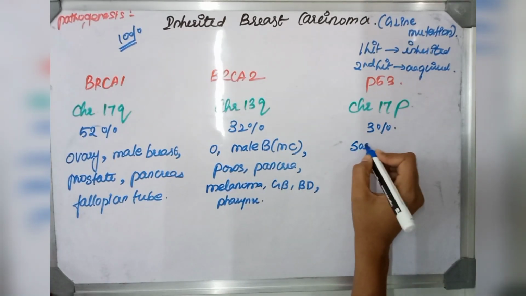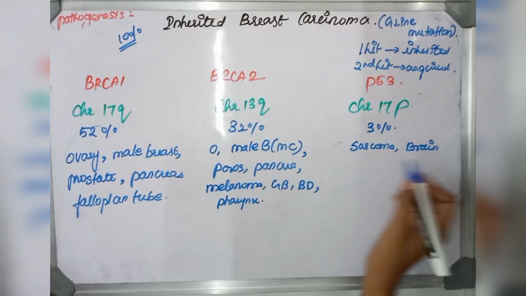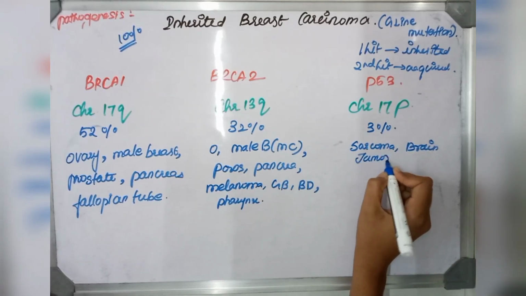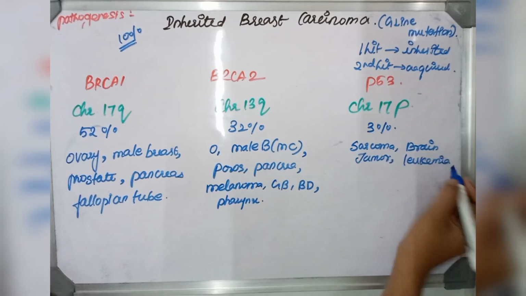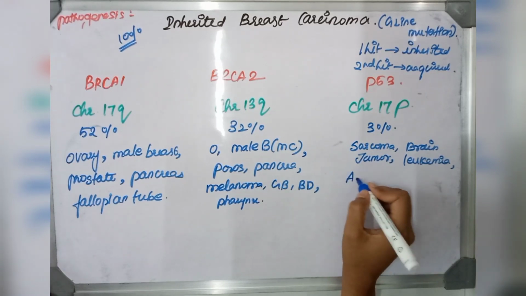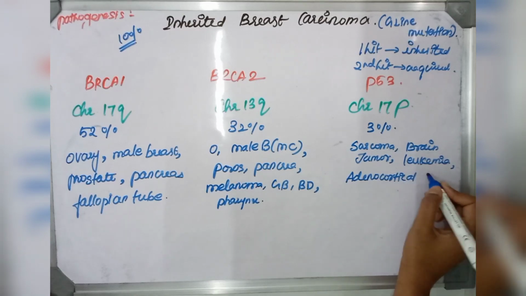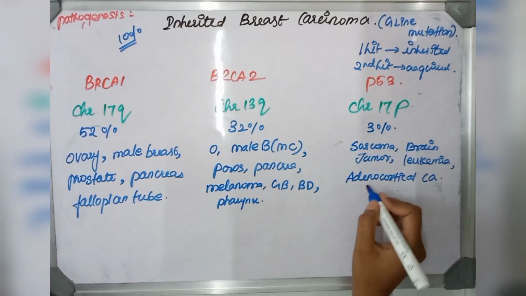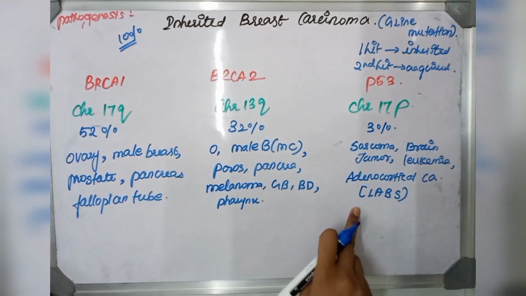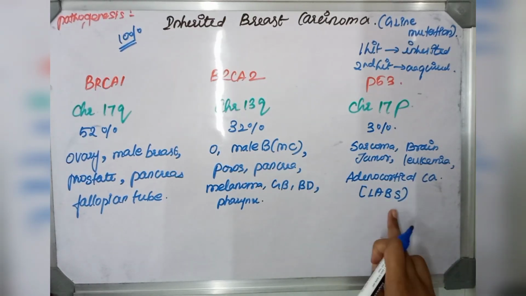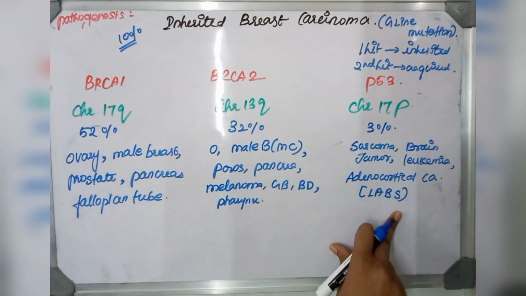It includes sarcoma, brain tumors, leukemia, and adrenocortical carcinoma. So that is LABS. L for leukemia, A for adrenocortical carcinoma, B for brain tumors, and S for sarcoma. Let's remember this. Okay.